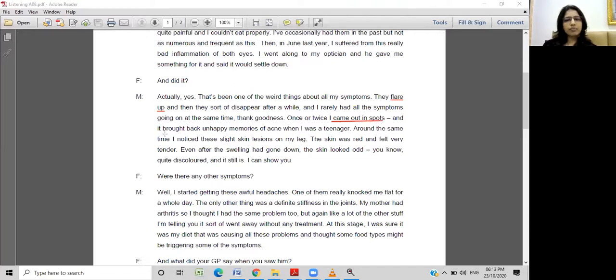Then brought back memories, to recall memories. Then swelling had gone down instead of reduced. So these are the words that you need to get familiar with to improve. Similarly, went away without any treatment rather than saying recovered without any treatment.